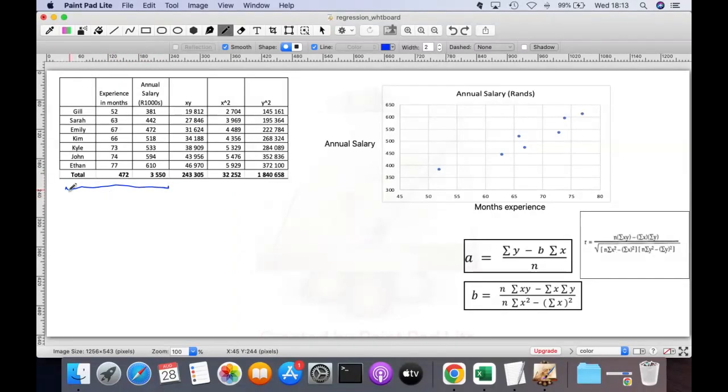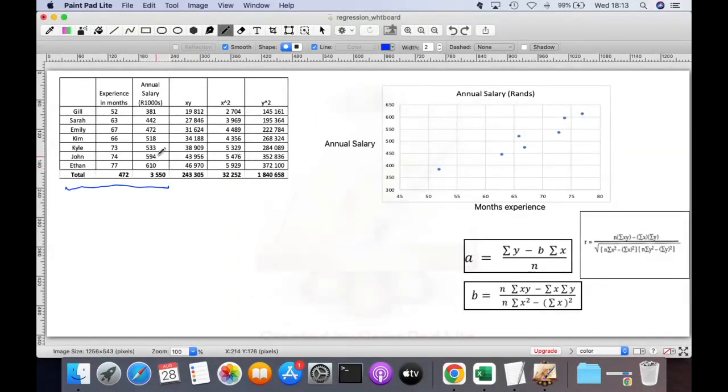Now, what they're telling you is that this data, for instance, tells you that Jill has 52 months of experience and her annual salary is 381,000. Sarah has 63 months of experience and her annual salary is 442,000, etc. All the way to Ethan, who has 77 months of experience and earns 610,000 per annum.